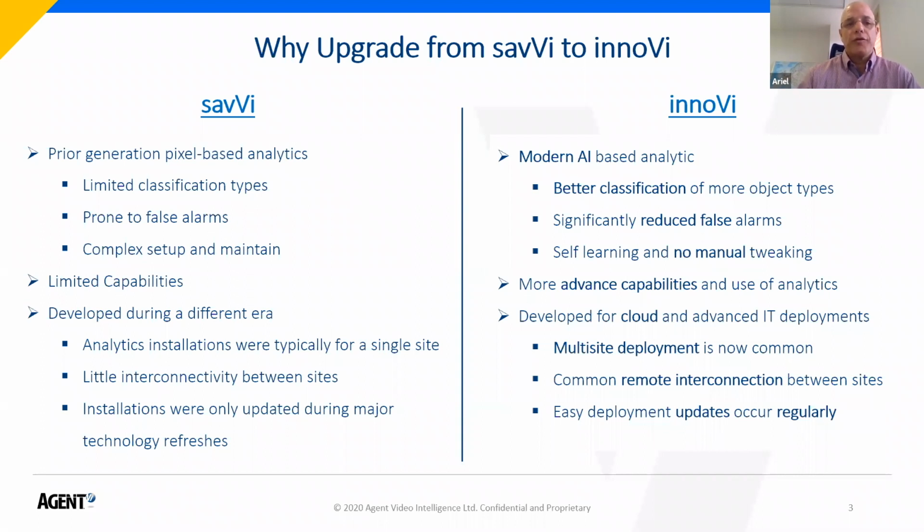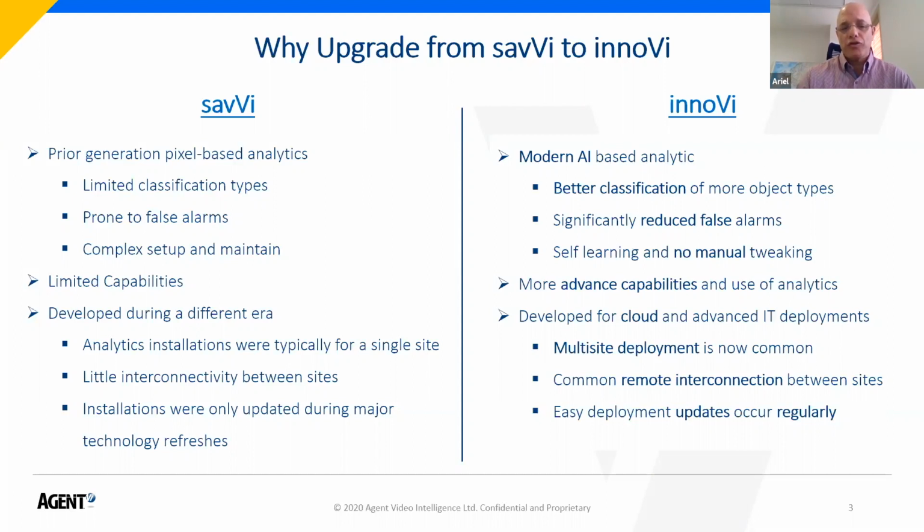First of all, limitations in object class classification, because it didn't really recognize objects. It classified objects based on heuristic assumptions regarding size, aspect ratio, speed, color, direction, and so on of a group of pixels. It was prone to false alarms, especially in very challenging environments, such as outdoor environments, bad weather conditions, bad or poor light conditions. And it was quite complex to set up and maintain.